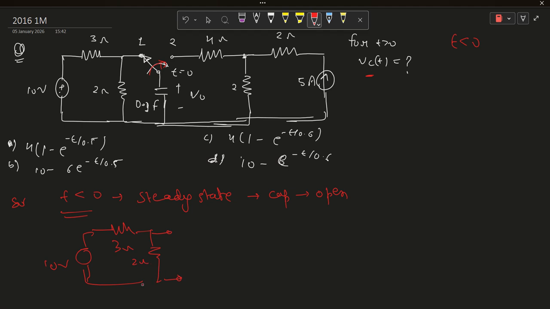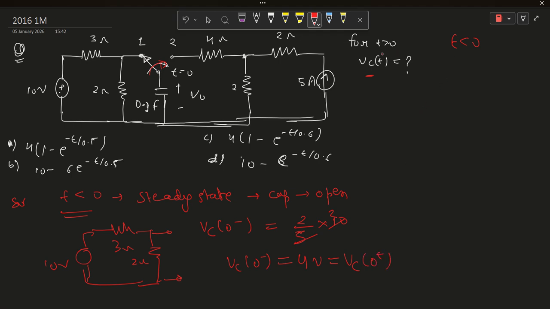So it is a simple voltage divider circuit, and we can find the voltage on the capacitor at 0 minus. It is 2 divided by 5 into 10, and we get that for t less than 0 the voltage on the capacitor is 4 volt.